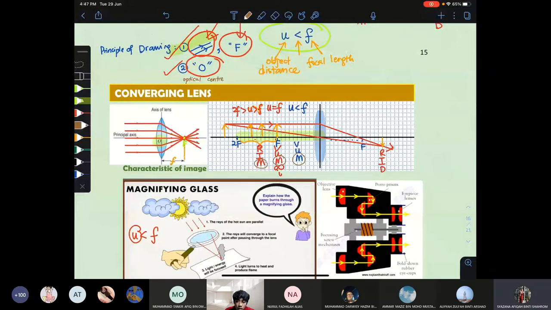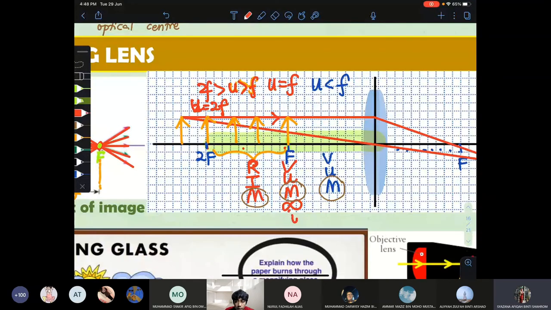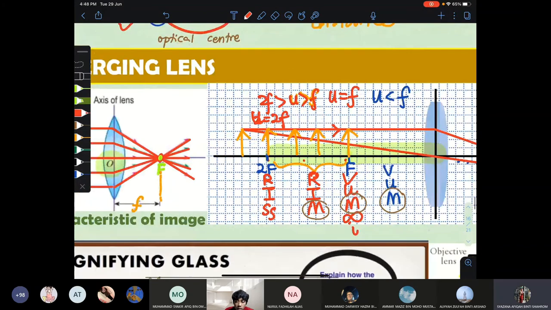Okay, now if the object is on top of 2F, so kita kata U equals to 2F. Okay, jadi what is the characteristic of image? So, dia dah tukar pattern lah. Dia R, I maintain, M tu dah tak normal magnified. Dia akan jadi same size.